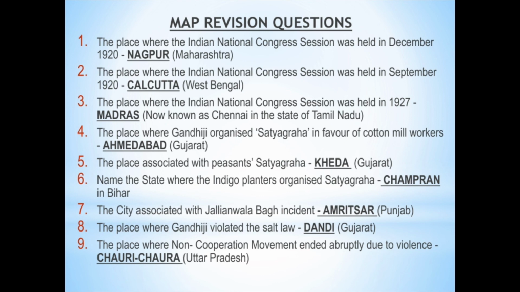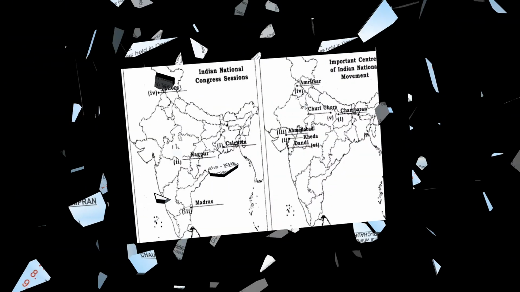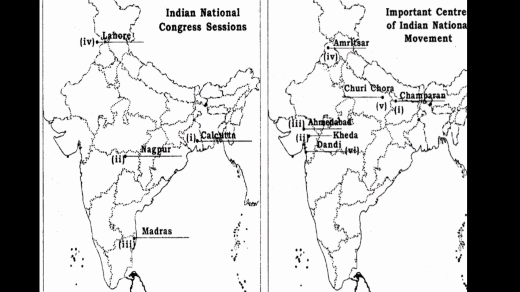The place where the Indian National Congress session was held in December 1920: Nagpur. The place where the Indian National Congress session was held in September 1920: Calcutta. 1927: Madras. Cotton mill workers strike: Ahmedabad. Peasant Satyagraha: Kheda. Indigo rebellion: Champaran. Jallianwala massacre: Amritsar. Salt March: Dandi. Non-cooperation call off: Chauri Chaura.